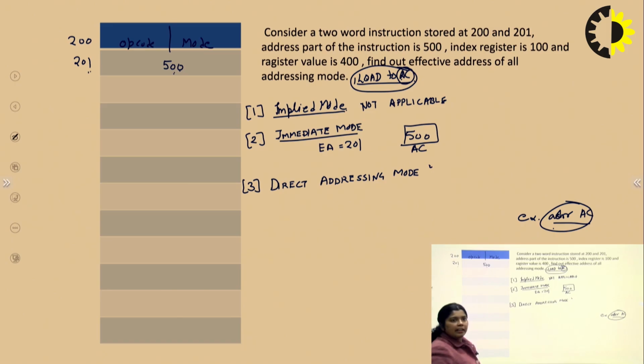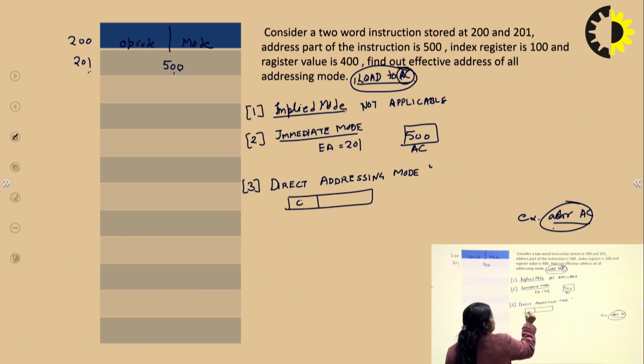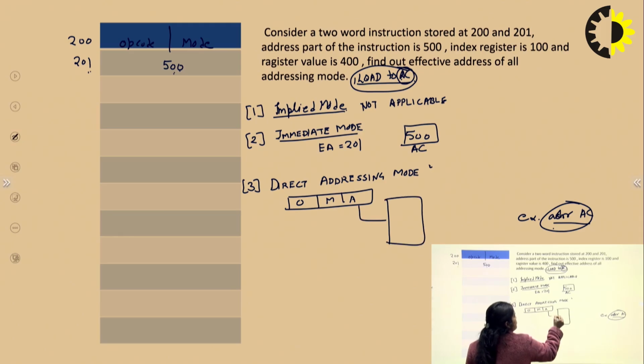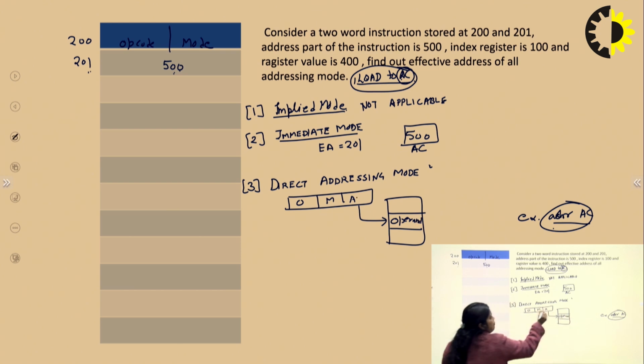In the direct addressing mode, or direct memory addressing mode, we have to understand that there is an opcode, mode, and address, and this address part says where the operand is. Here the address part of the instruction is 500. It means that at 500 you can find the effective address in the direct addressing mode.